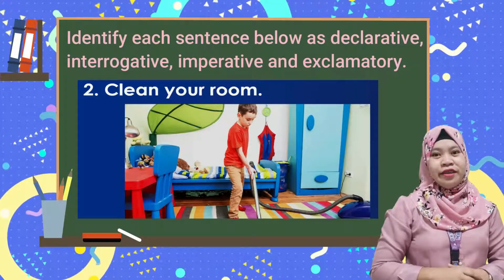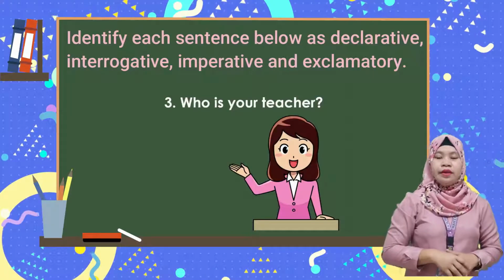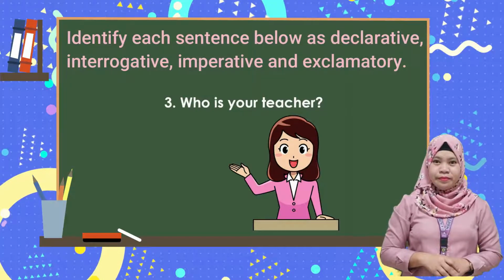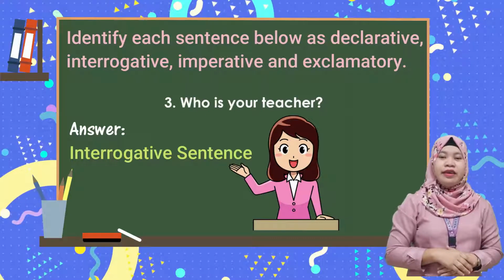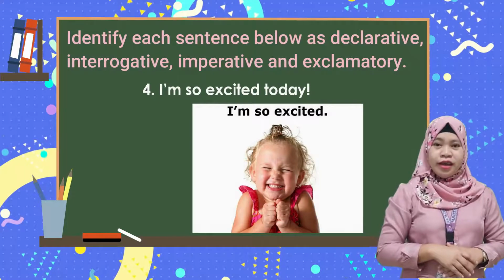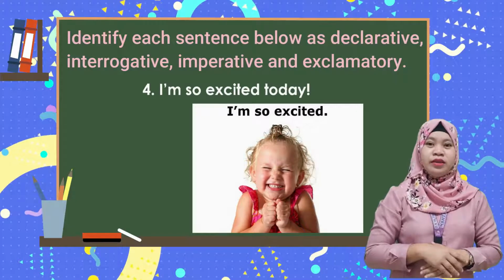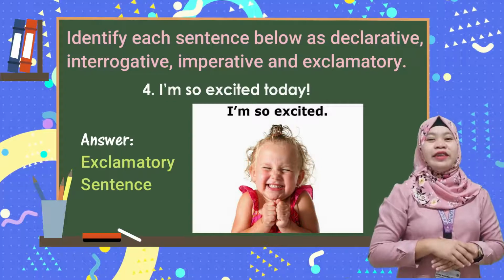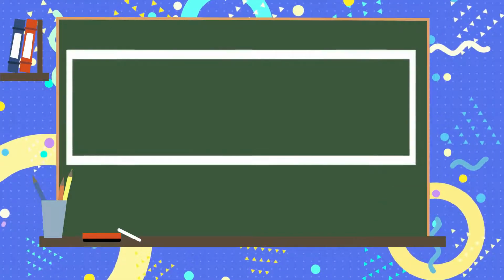Good job, kids! The correct answer is imperative sentence. Number 3, who is your teacher? Very good! The correct answer is interrogative sentence. Number 4, I'm so excited today. Very good! The correct answer is exclamatory sentence. And now, let's try to answer another activity.